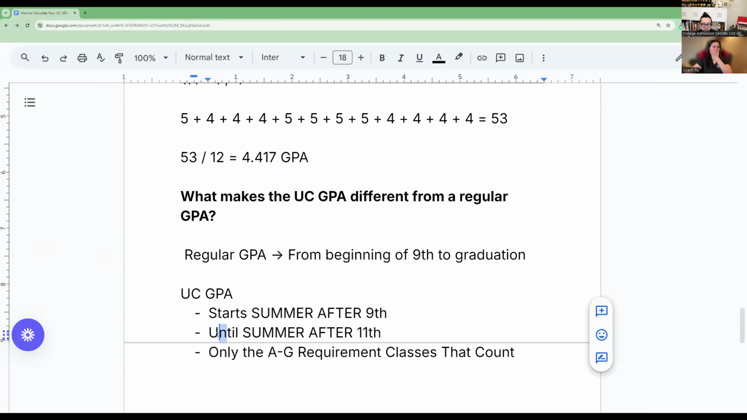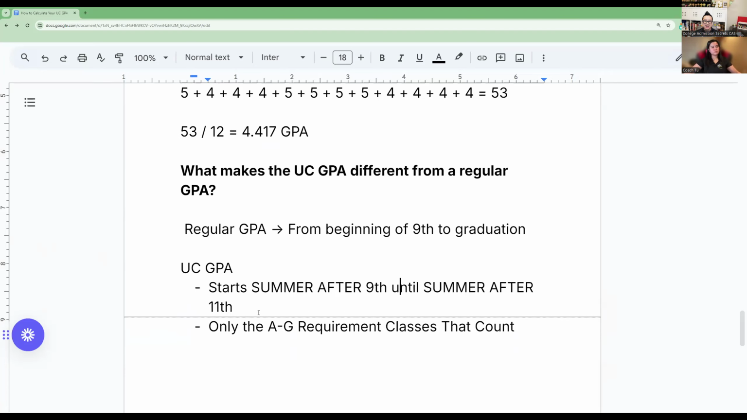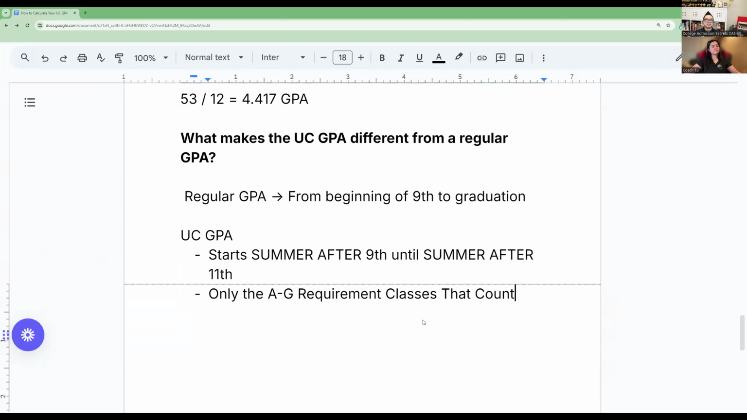Awesome. Fantastic. So let's talk about that for a little bit. You mentioned only the A through G classes. What are some examples of classes off the top of your head that would not count towards the A through G requirement, for sure? For sure, classes that would not count towards this GPA would be PE, health, and at some schools TAing does not count towards this UC GPA.